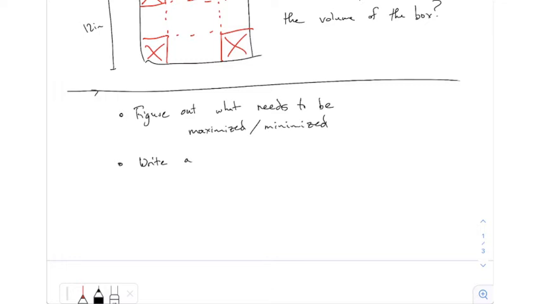a formula for this thing, the thing that's going to be maximized or minimized. Write a formula for it in terms of one variable, called f of x. Usually it's going to be a function of some variable, x. All right? Then you want to decide the allowable interval.